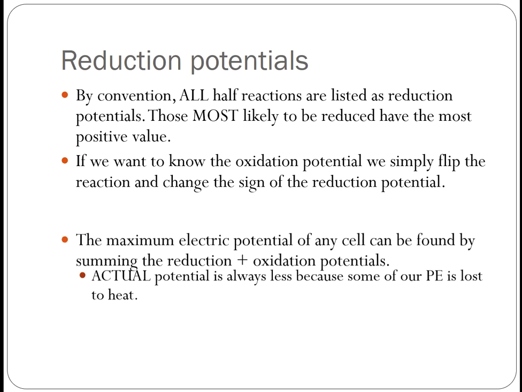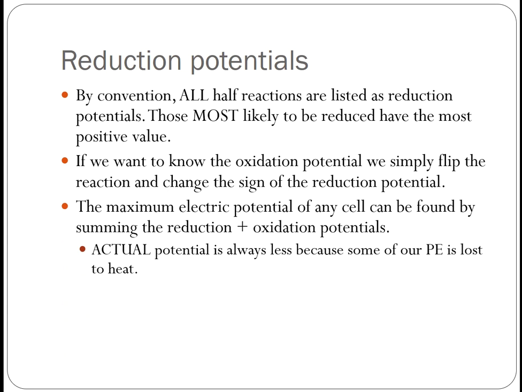Now, if you want to know what the oxidation potential would be for any of those reactions, you can flip that. You could flip the reaction exactly backwards, and that flips the sign. And we'll look at some examples a little later. And then when you're looking at two half reactions in oxidation and reduction, you find them both on the table, you flip them, and you add them together, and that's the total voltage. And again, it's easier seen by some examples, which we'll look at. The actual potential is always a bit less, as I mentioned earlier. We lose some of our potential energy to heat and other things.